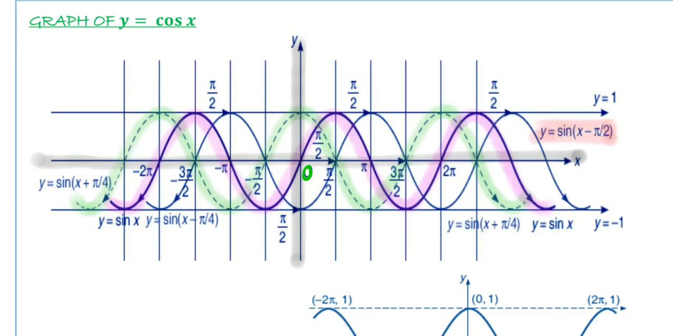x minus pi by 2, the graph we obtain is by shifting this graph towards the right-hand side by an amount of pi by 2, and the graph we obtain is of this form. And similarly, we can plot the graph of y is equal to sine of x plus pi by 2.